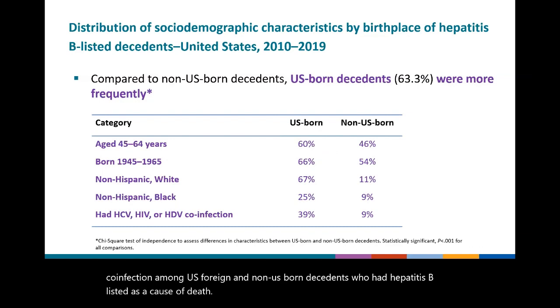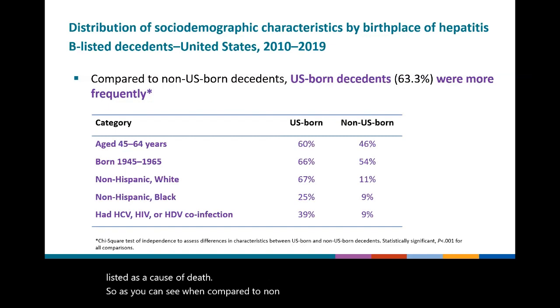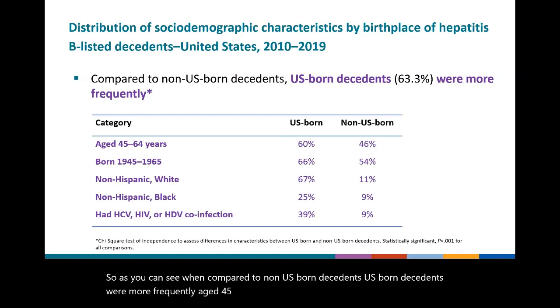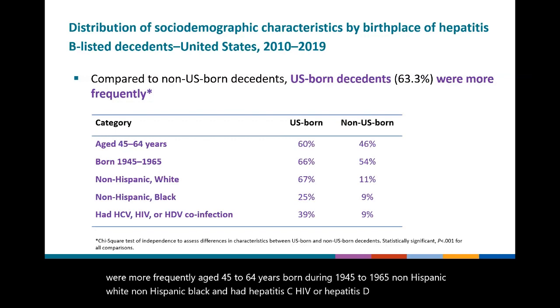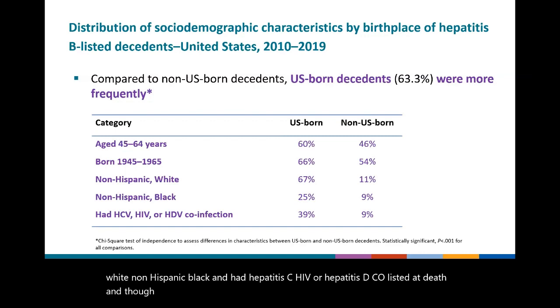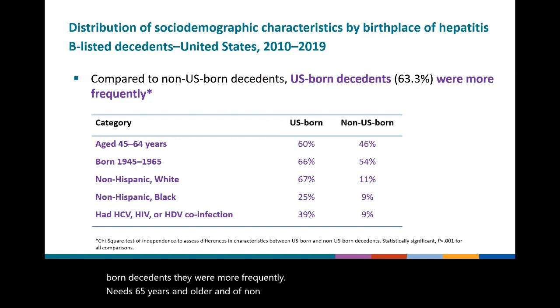So as you can see, when compared to non-US-born decedents, US-born decedents were more frequently aged 45 to 64 years, born during 1945 to 1965, non-Hispanic white, non-Hispanic Black, and had hepatitis C, HIV, or hepatitis D co-listed at death. And though not shown here on the table, I did also want to mention for non-US-born decedents, they were more frequently aged 65 years and older, and of non-Hispanic Asian or Pacific Islander descent, or Hispanic descent.